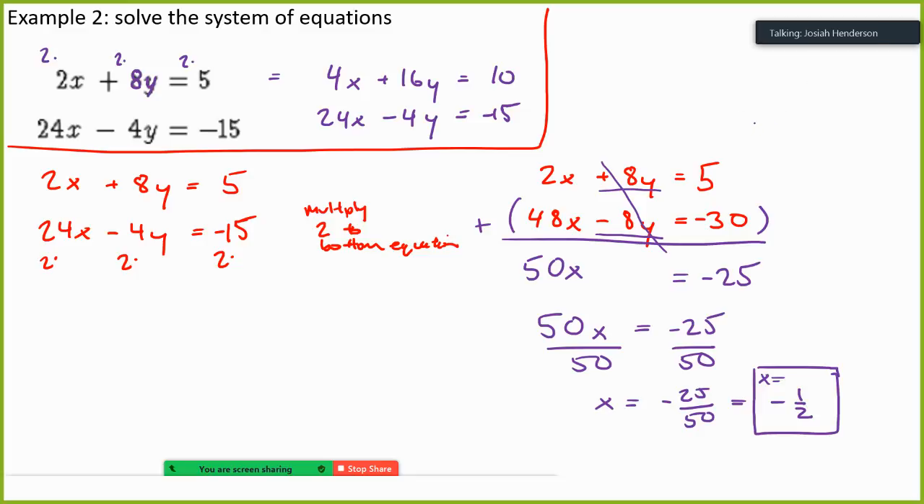Okay, so since we got one of the variables, now we're going to start over. We're going to take our answer of negative a half for x, plug it into the easier looking equation. I think the easier one would be 2x plus 8y equals 5 because they're smaller overall than 24 and 15. So now start with the original. Plug in negative a half for x.